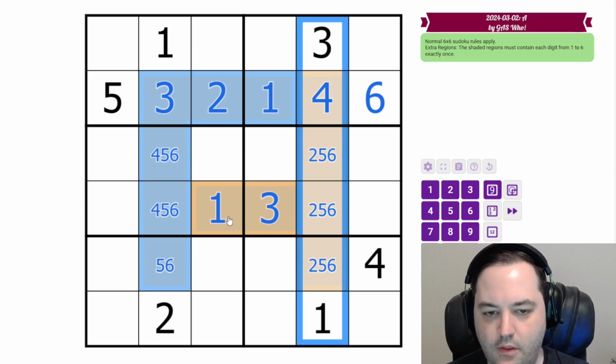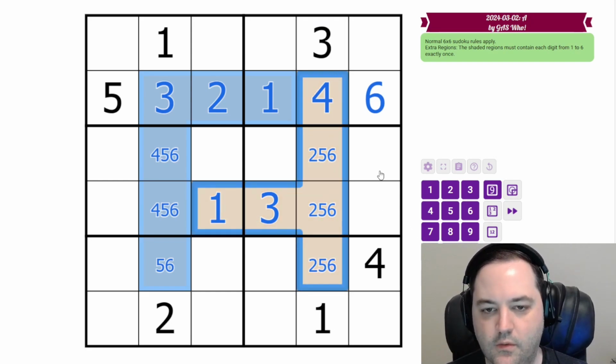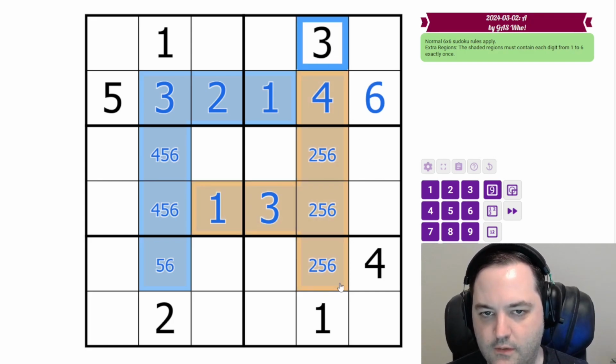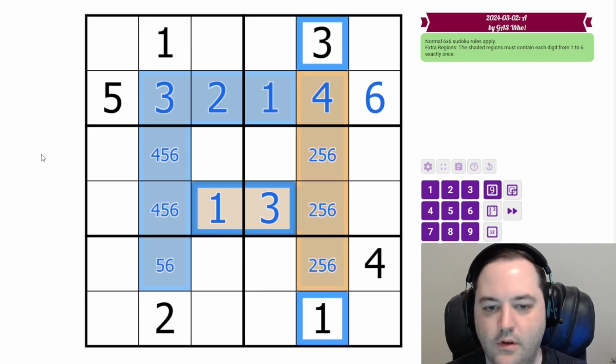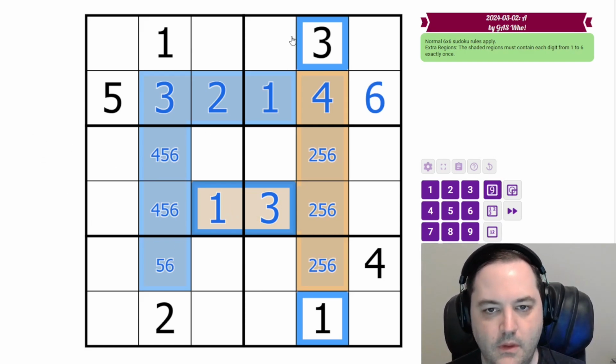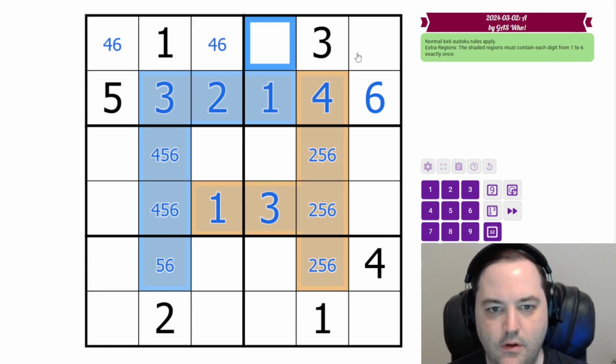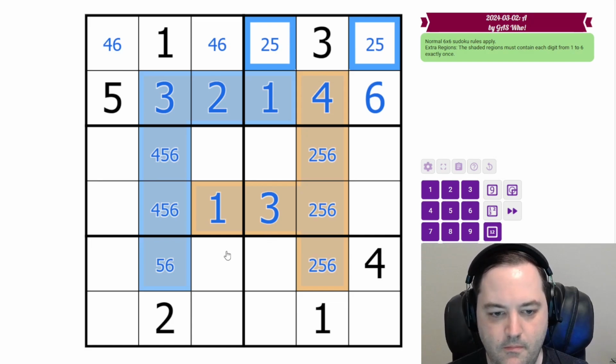And then you have another one. So here we have a column, it contains 1 to 6. Here we have an extra region, it contains 1 to 6. The overlap is the same in both cases. So whatever is outside of the overlap has to also be the same. Alright. We've got 4 and 6 here, we've got 2 and 5 here.